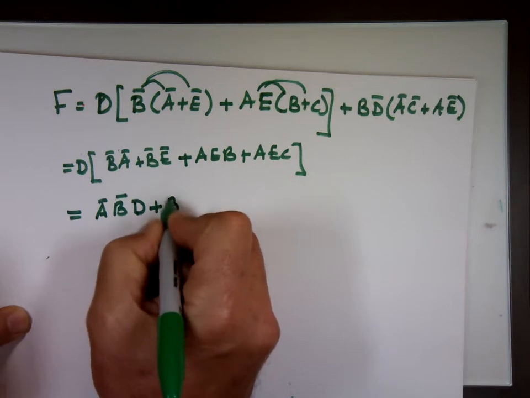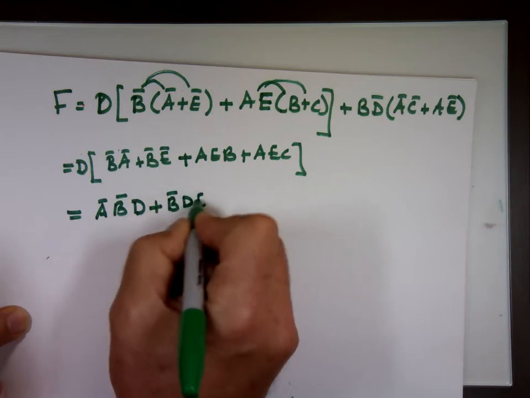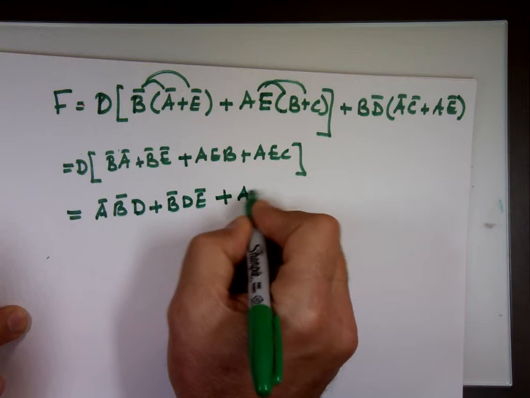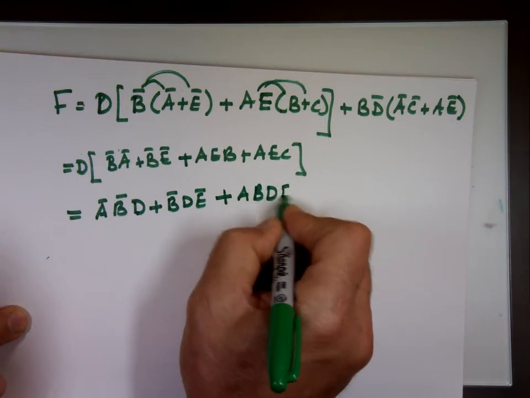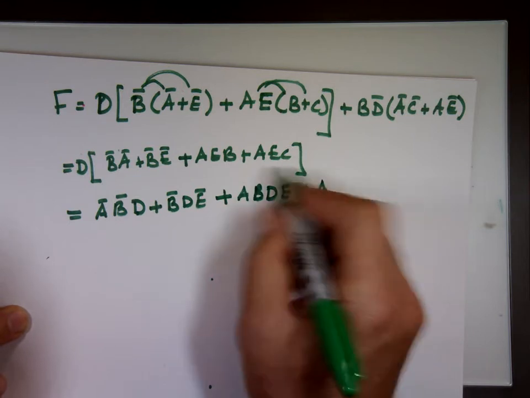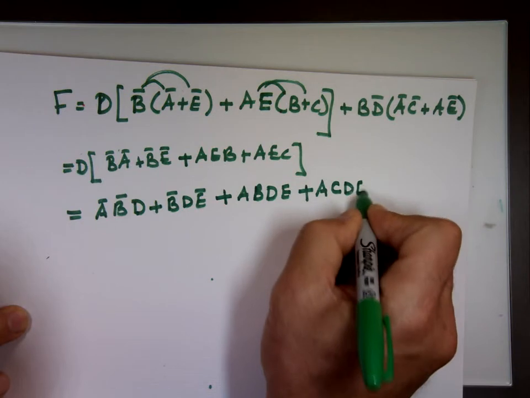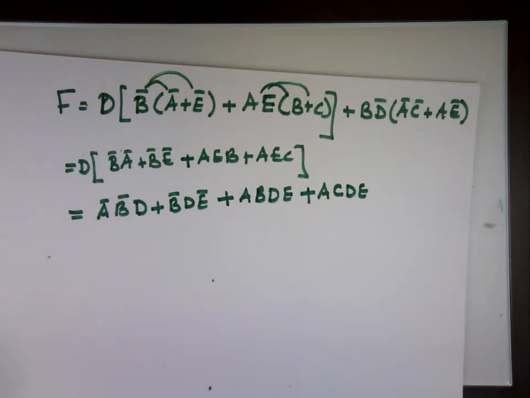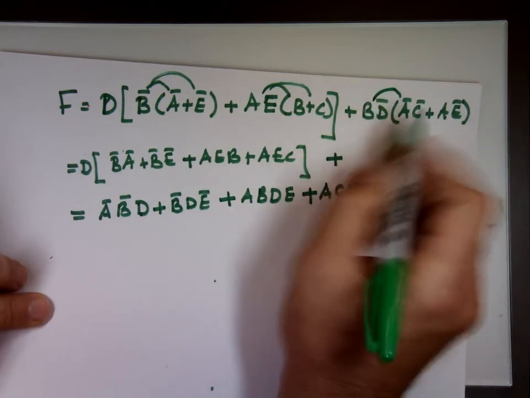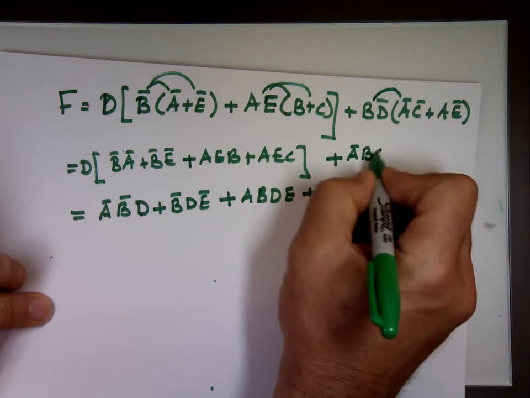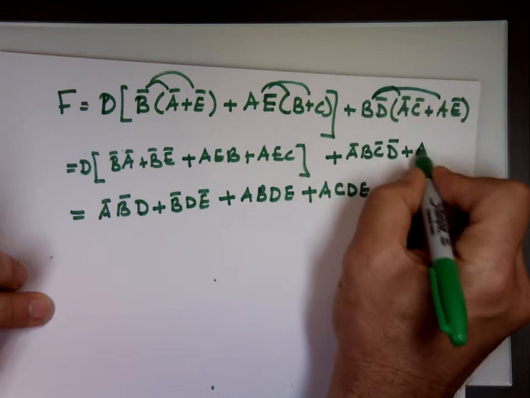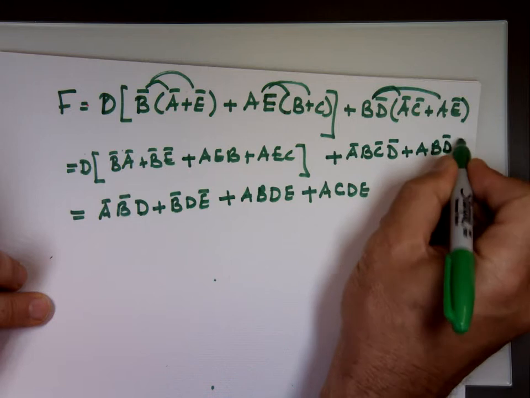This will be B bar, D, E bar. A, B, D, E, plus A, there's no B, C, D, E. Let's look at the right side now. The right side will be what? Distributive property will be A bar, B, C bar, D bar, plus A, B, D bar, E bar.